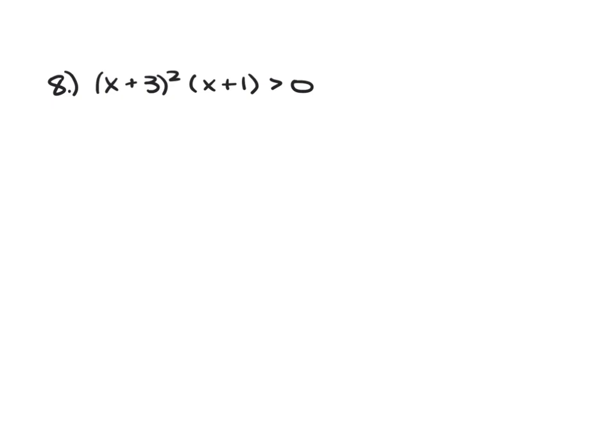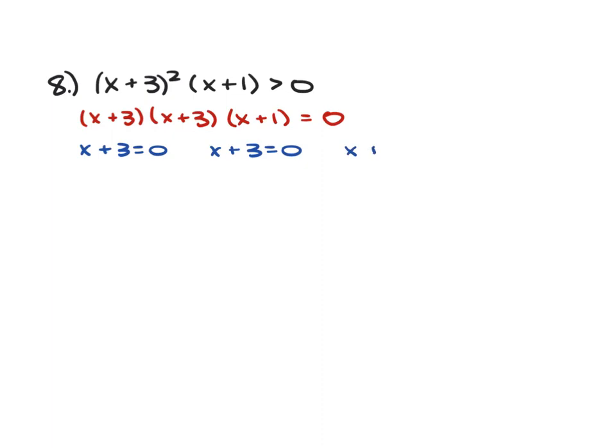For 8, we have (x plus 3) squared times (x plus 1) is greater than 0. So for this one, I can separate it as (x plus 3) times (x plus 3). And I also have that x plus 1 is greater than 0. I'm going to turn it into an equation, so I'm just going to set it equal to 0. From here, I'm going to have x plus 3 is equal to 0, x plus 3 is equal to 0, x plus 1 is equal to 0.